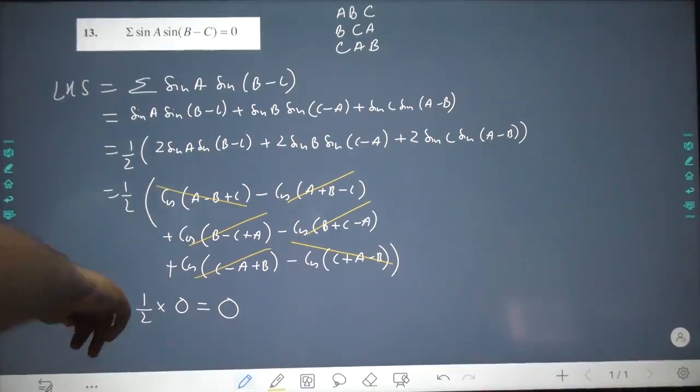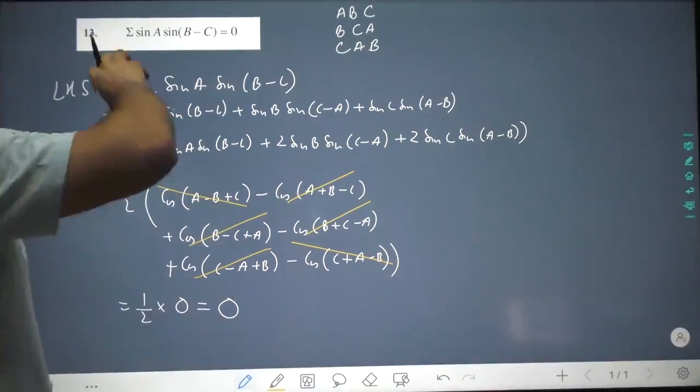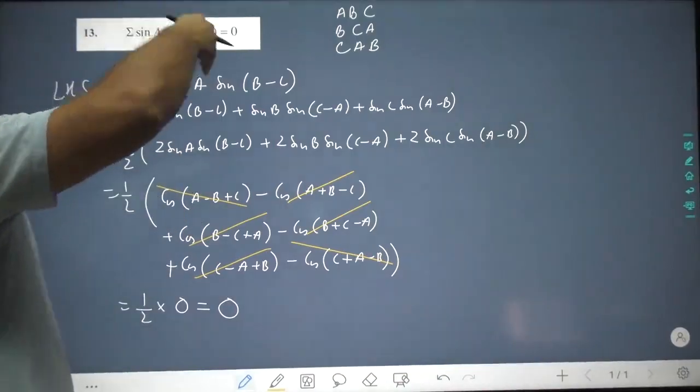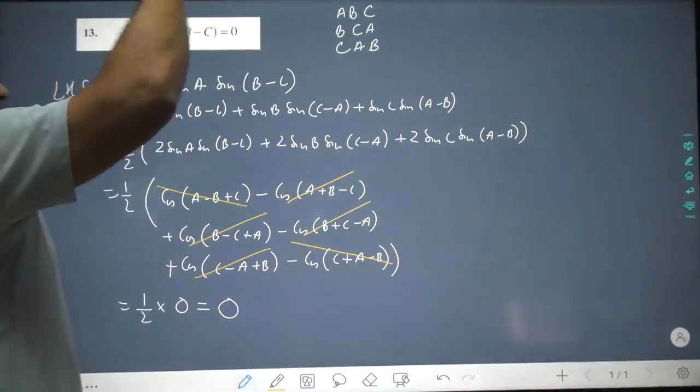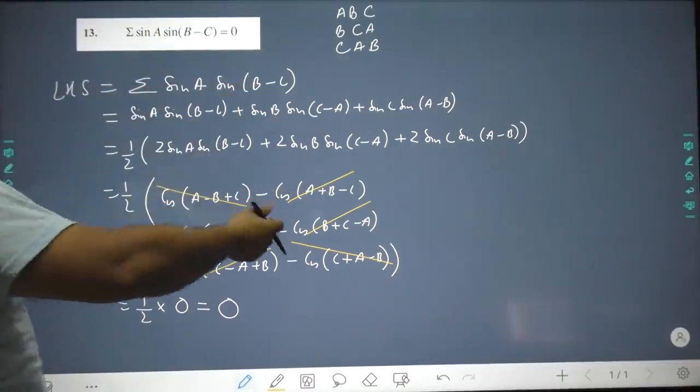Is the whole question clear to you all students? Yes, sir. See, remember this, whenever we have such kind of things, it means cyclic. ABC, BCA, CAB. Please copy down.